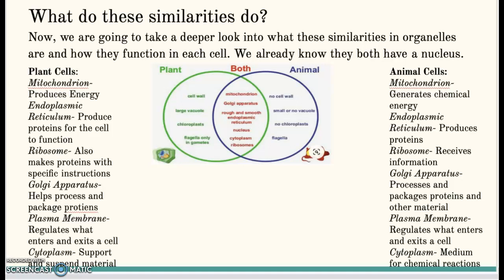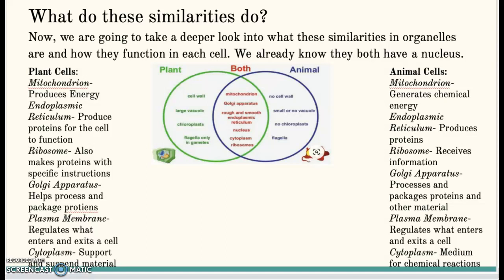So what these similarities do, we're going to take a deeper look into what the similarities in organelles are and how they function in each cell. We already know they both have a nucleus, but in plant cells, they're just on the side, and in animal cells, they're in the center.